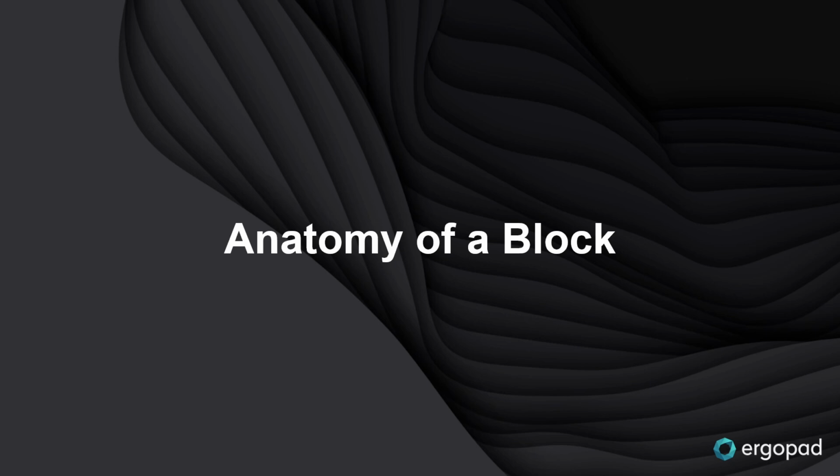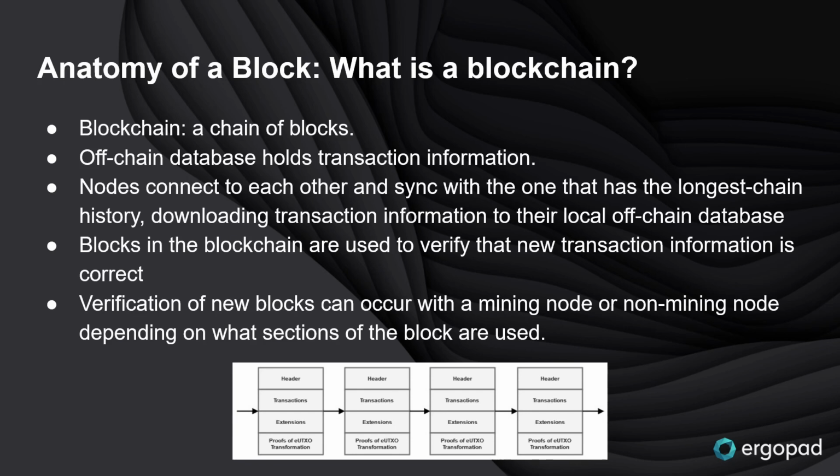So in this section, we're going to cover the anatomy of a block. First, what is a blockchain? Literally, it's a chain of blocks. It's an off-chain database which holds transaction information at a high level. We have nodes in the network that connect to each other and sync with the one that has the longest chain history. If different nodes have different lengths of the blockchain, the one that has the longest chain will get used as the official chain, and they download transaction information to their local off-chain database.